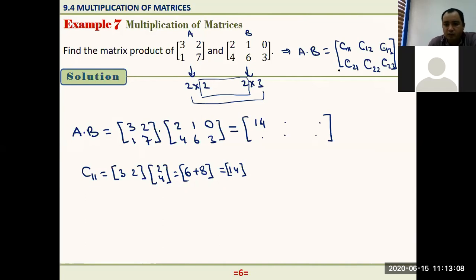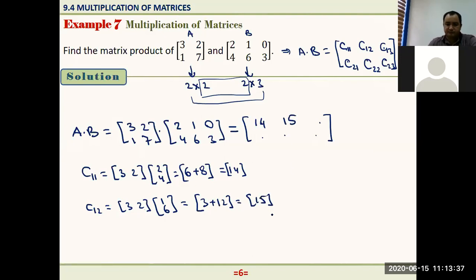Second one, C sub 1, 2. All right. To do this one, first row by the second column. First row is again 3, 2. Second column is 1, 6. Now you know how to do that. 3 times 1, 3. 2 times 6, 12. That's equal to 15. So this guy is 15.